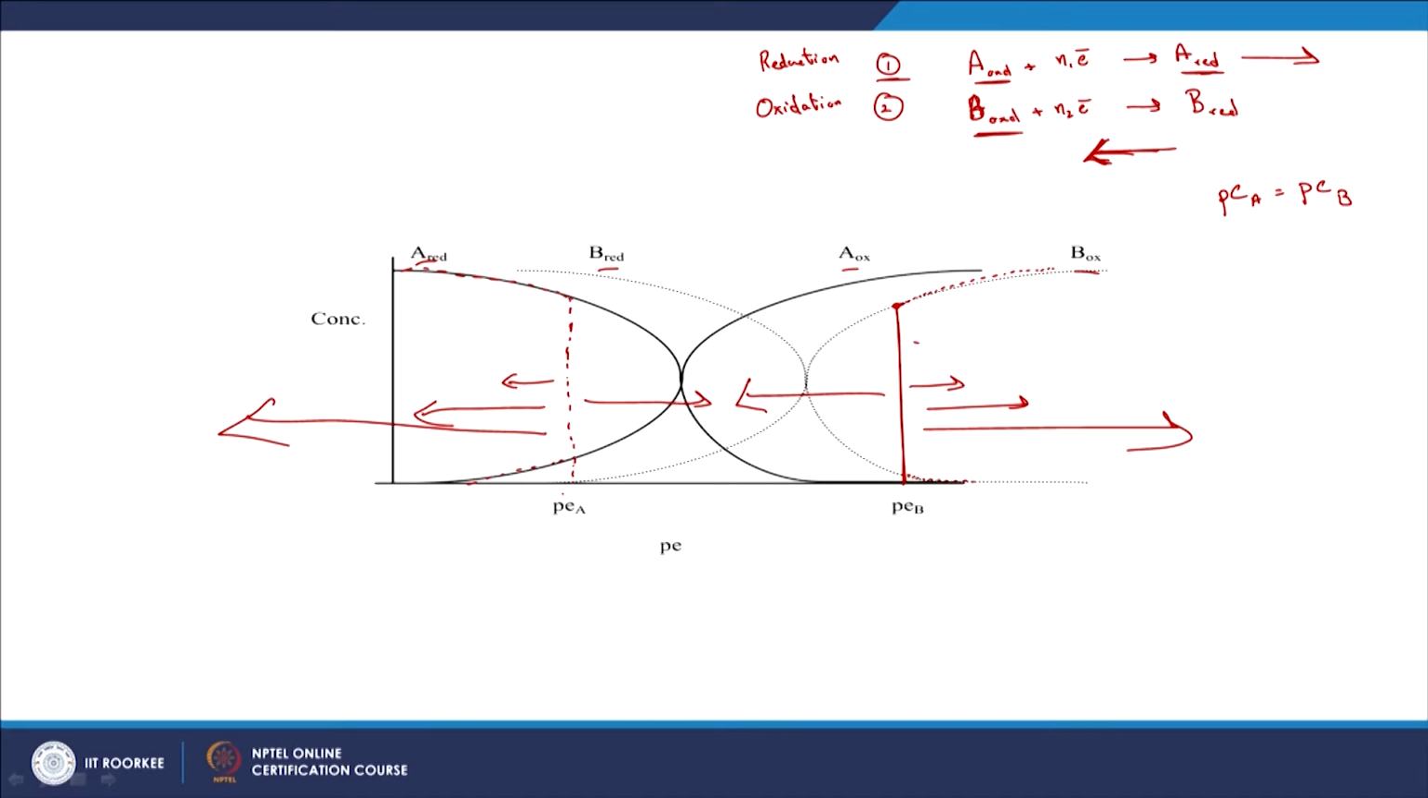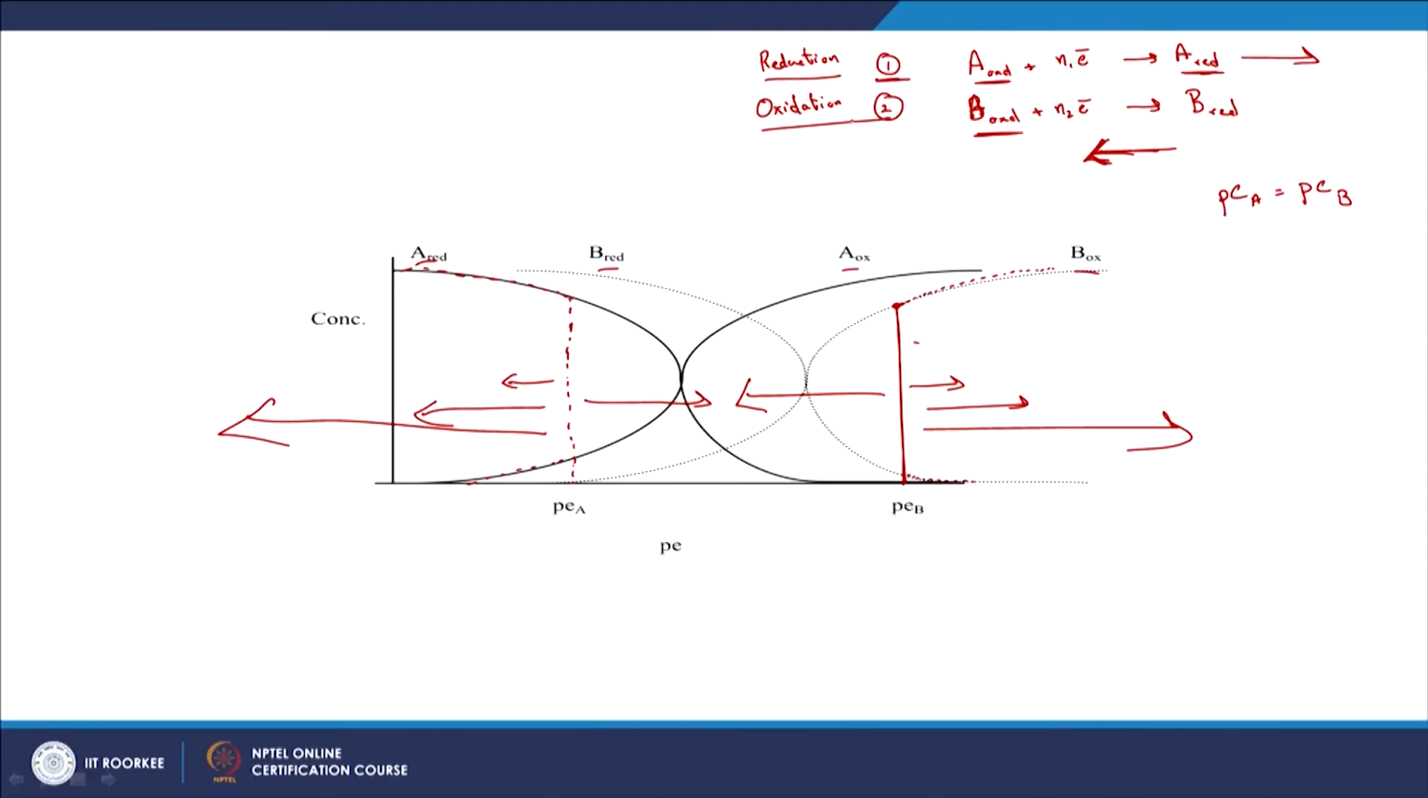So, what does that mean? Our initial assumption of 1 going as reduction and 2 going as oxidation will take the system away from equilibrium. So, that is not how it is going to go through in nature. It wants to reach equilibrium, where PE of A needs to be equal to PE of B. So, in that case, what is it that we need to observe?